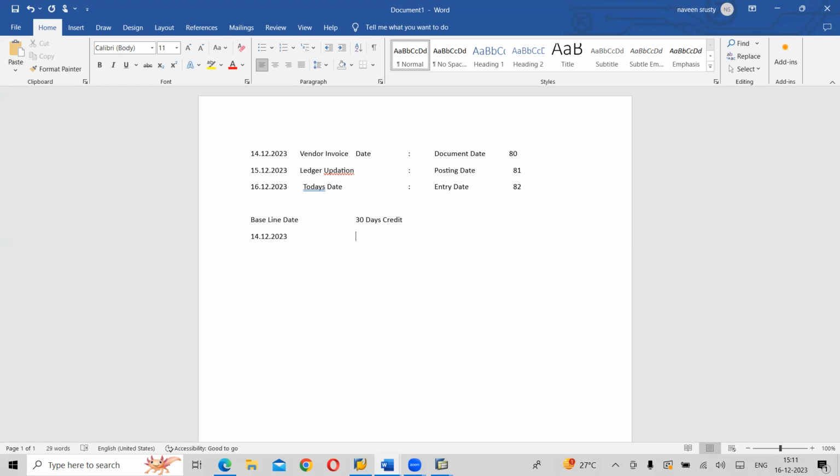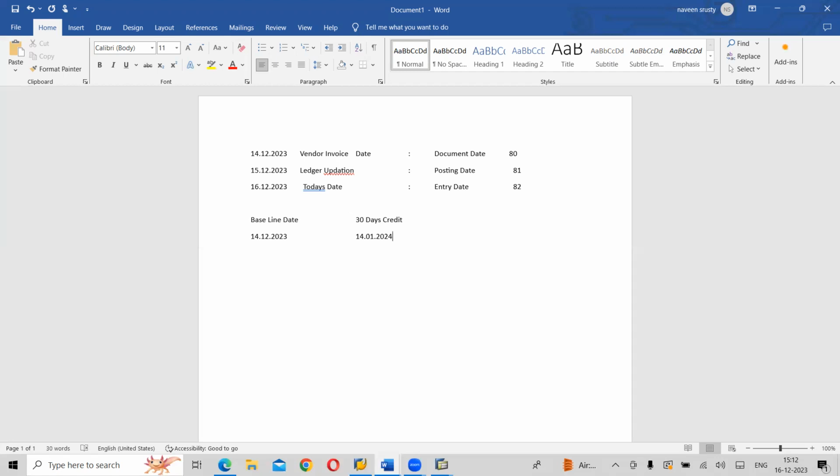What I have given, instead of capture, make it calculate. Baseline date will be used to calculate the due date for vendor invoice or customer invoice. In technical terms, document date and baseline date can be the same, but it depends upon the agreement. See here, the invoice date is 14-12. Some businesses will calculate from the 14th. If I take one month, it will become 15/01/2024. Correct?